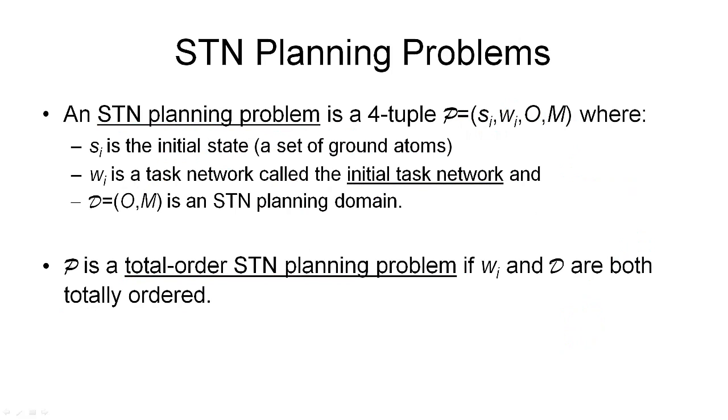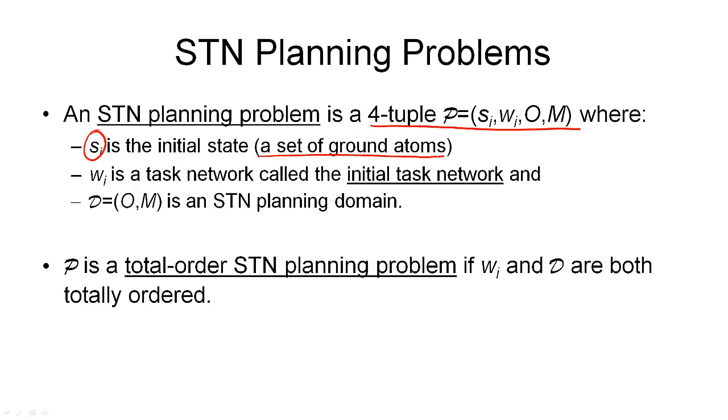Now that we have defined STN planning domains, we can turn to STN planning problems. An STN planning problem is a four-tuple consisting of SI, WI, O, and M, and I'll explain these four components now. The first component, SI, is the initial state of the world from which we are planning. This is a set of ground atoms, just like for a strips planning problem, which also had an initial state consisting of a set of ground atoms.